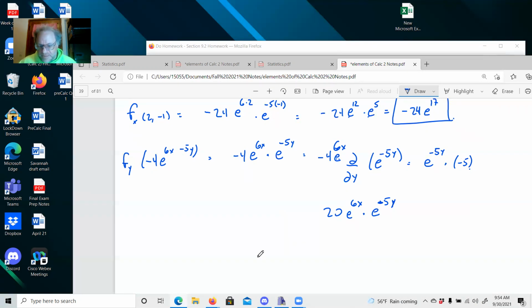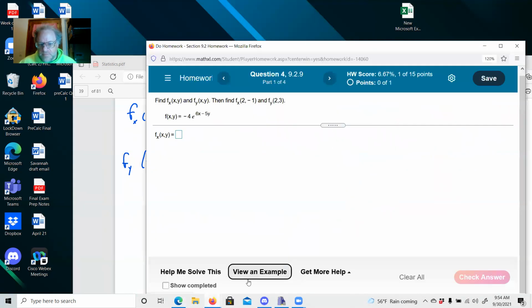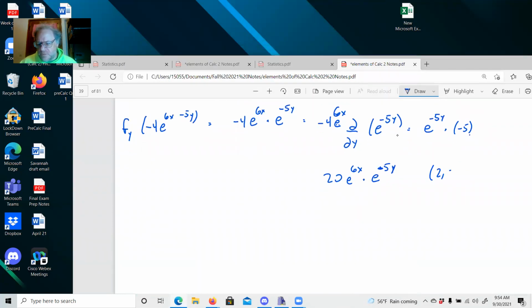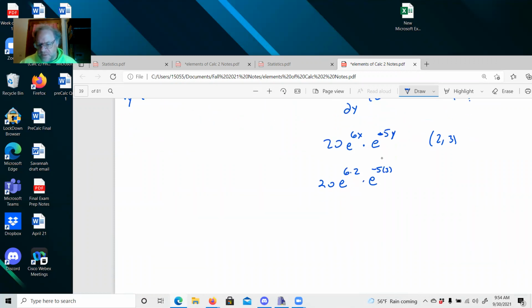Now we want to evaluate this thing at (2, 3), okay? So we have 20 e to the 6 times 2, and then e to the negative 5 times 3. So we have 20 e to the 12 times e to the negative 15. When the bases are the same, we add the exponents. So it's 20 e to the negative 3. All right. And that would be our solution for that.